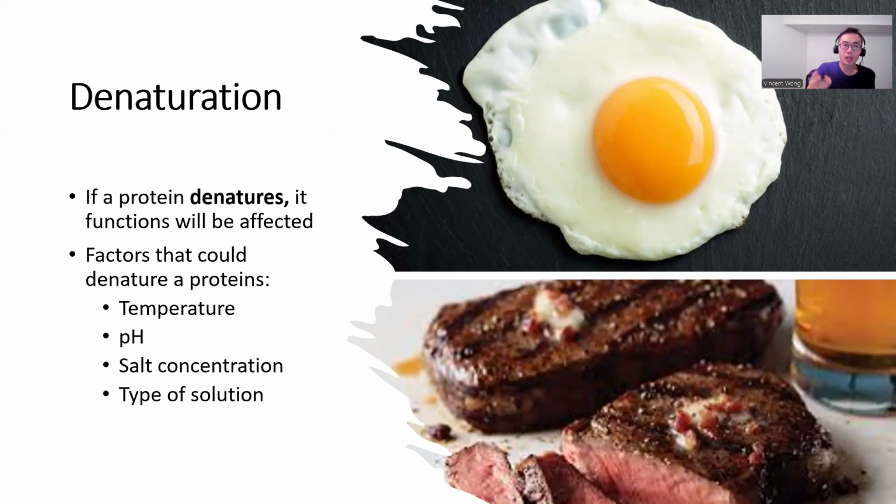So there are different factors that would cause the protein to change its shape, to unfold. When that happens, we say the process is called denaturation, and we say the protein has been denatured. Okay, so denaturation basically means unfolding a protein.